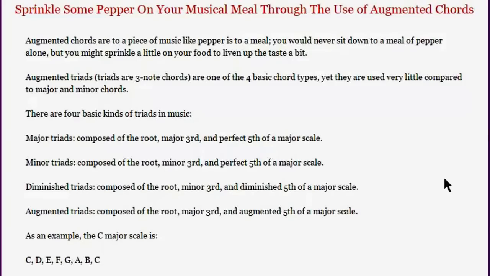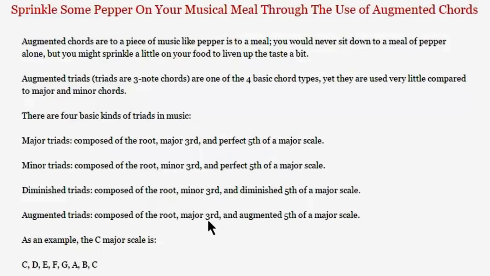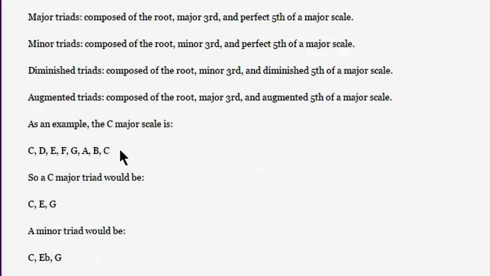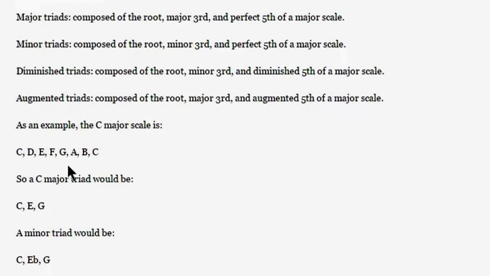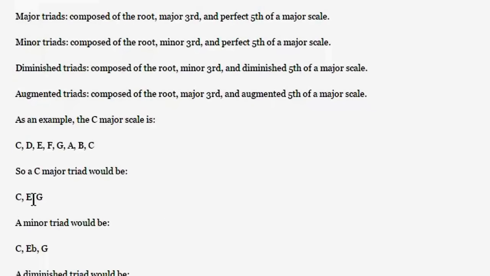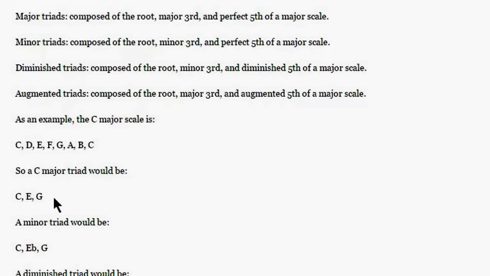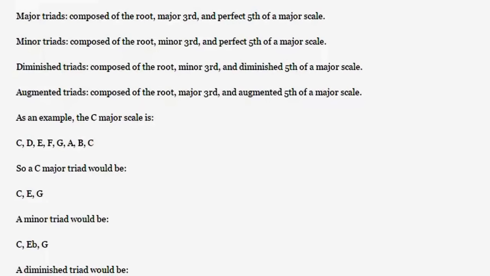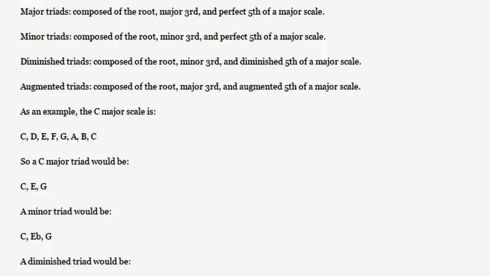There are four basic kinds of triads in music. There's major, minor, diminished, and augmented. The C major scale is C, D, E, F, G, A, B, C, as you probably know. So a C major triad would be every other note up from C: C, E, and G, the root, third, and fifth. For a minor triad, you'd flat the third. For a diminished triad, you'd flat the third and the fifth. But for an augmented triad, which we're going to talk about today, you'd raise the fifth.